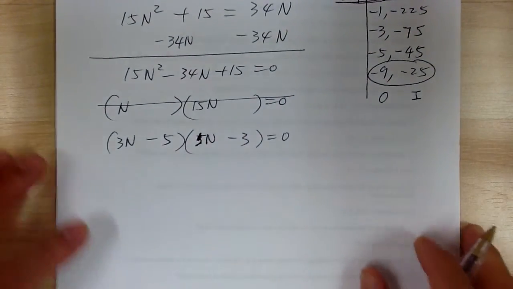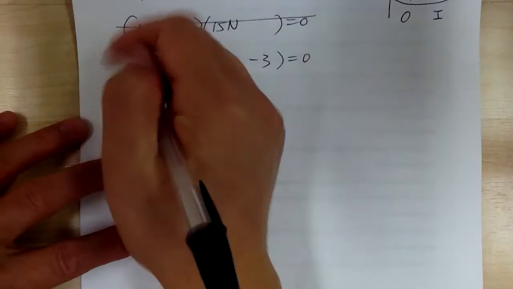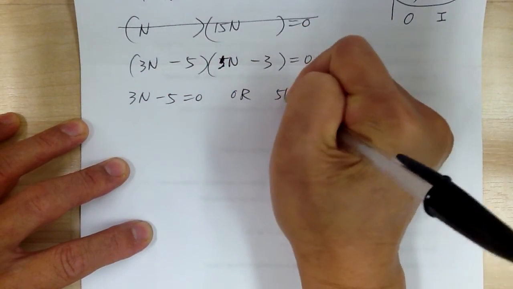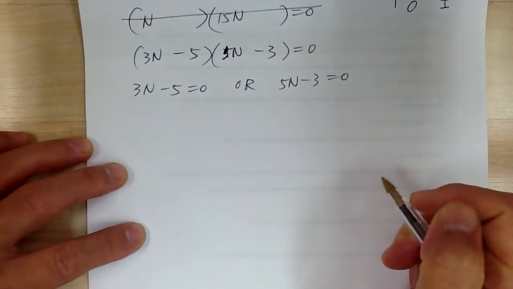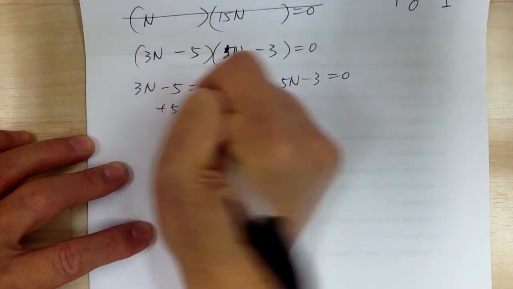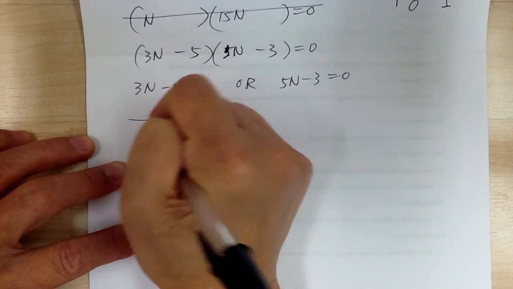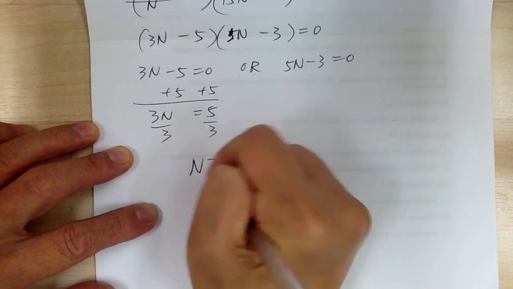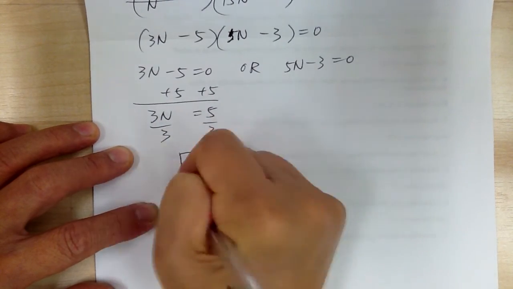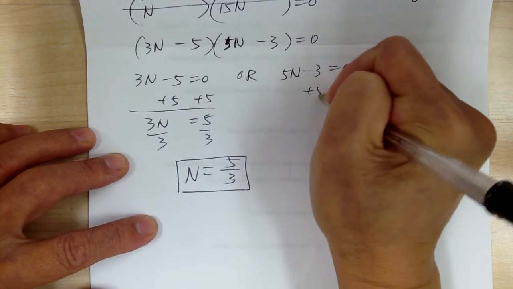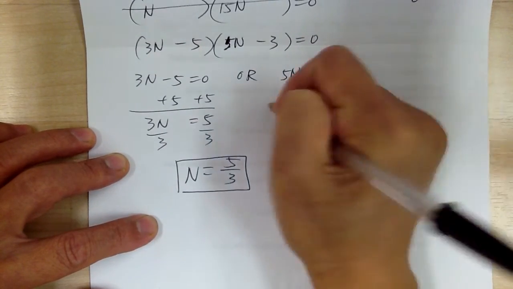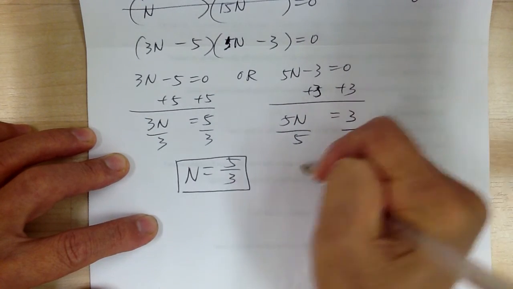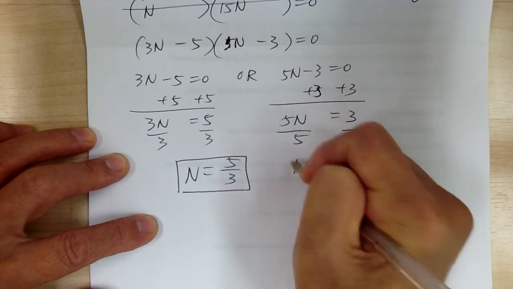So this is not as obvious, so you've got to set it equal to 0 to solve. So you've got 3n minus 5 equal to 0, or 5n minus 3 equal to 0. So you go and solve, so plus 5 on both sides. So you've got 3n equal to 5, divided by 3. So n equal to 5 over 3. Or on this side over here, you add the 3. So you've got 5n equal to 3, divided by 5. So n equal to 3 over 5.